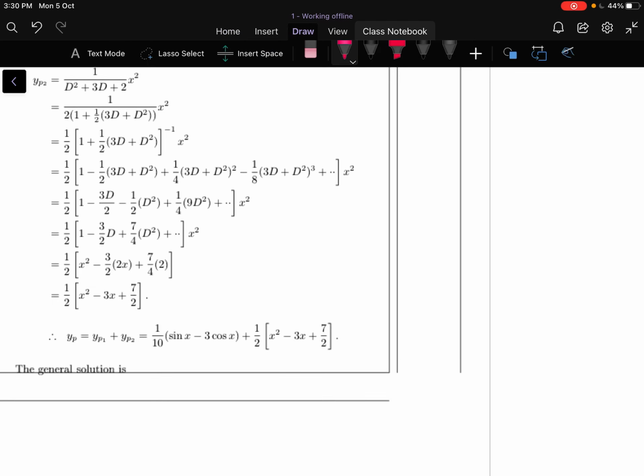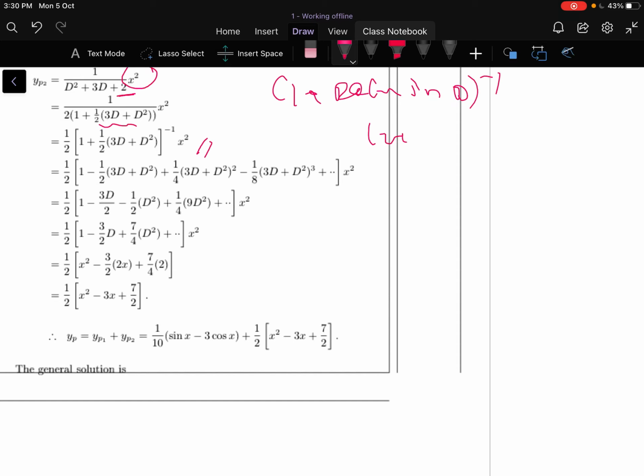So let us move to yp2, that is 1 by d square plus 3d plus 2 into x square. X square is a polynomial, so this one you should make into the form 1 plus a polynomial in d. Now we take 2 outside. With 2 outside, 1 plus 1 by 2 into 3d plus d square. So this is of the form 1 plus x whole to the power of minus 1, let us write. So that goes to the numerator: 1 plus 1 by 2 into 3d plus d square whole to the power of minus 1 into x square.